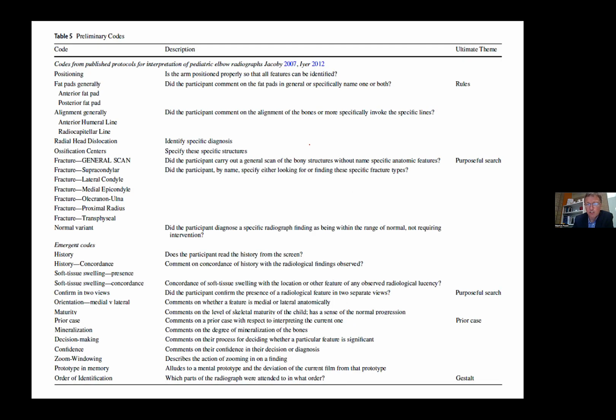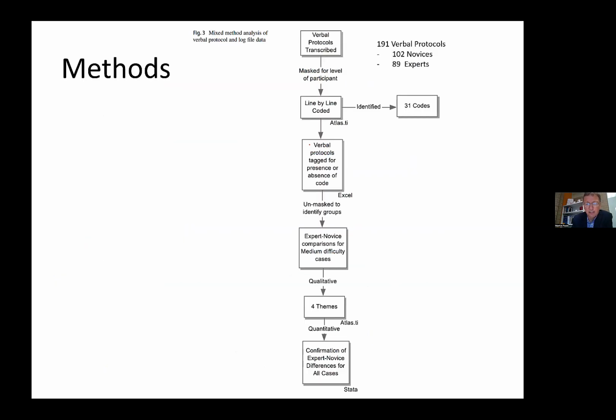And so we were sensitized by the fact that there's a lot known about how you should read pediatric elbow x-rays. This is a state-of-the-art review on what you should look for in terms of pediatric elbow x-rays. You can see there's a lot there. We came to it looking for descriptions of these particular things. But in addition, we let codes emerge; we constructed codes if we saw something different from what was being identified here. And I'm going to give you those themes in a second.